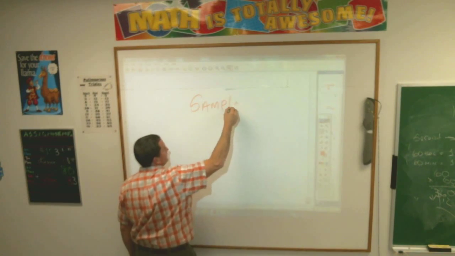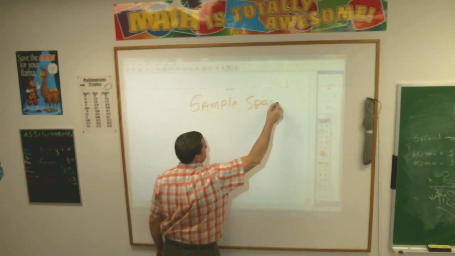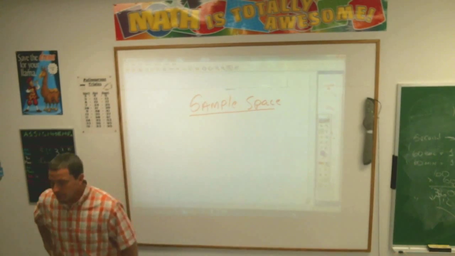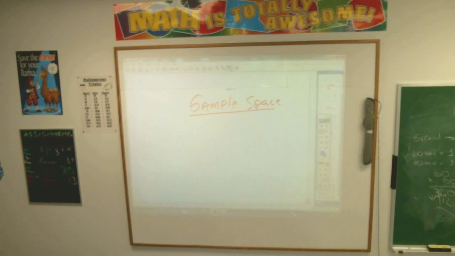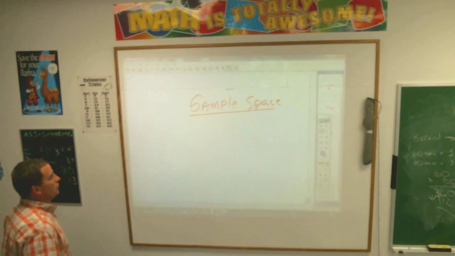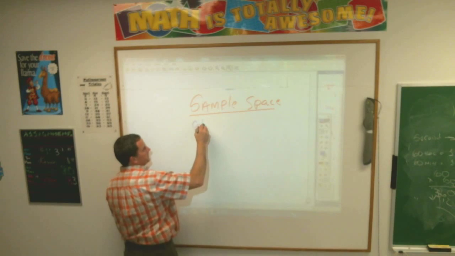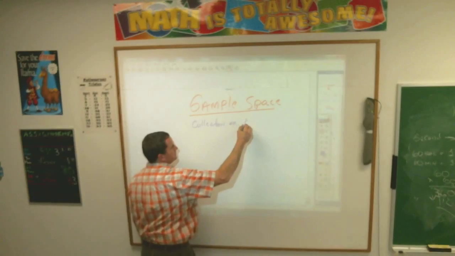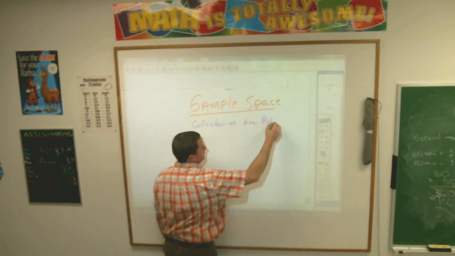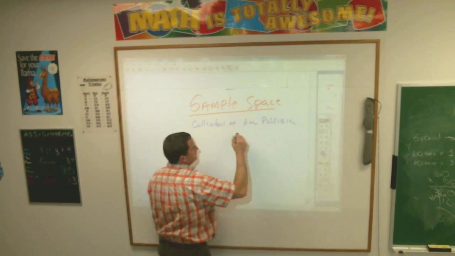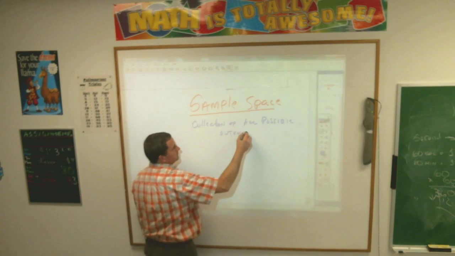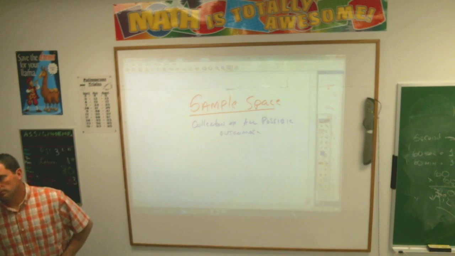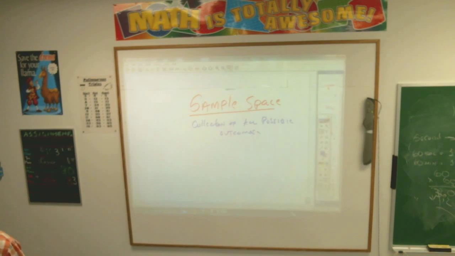Sample space. A sample space is the collection, a list of all possible outcomes. I'll let you write that down, and then we will do a really, really fun and exciting thing.